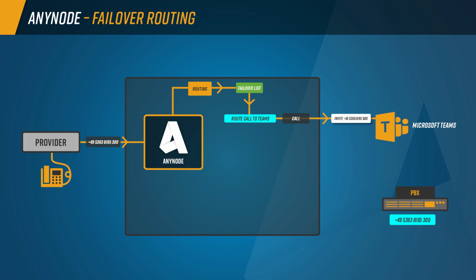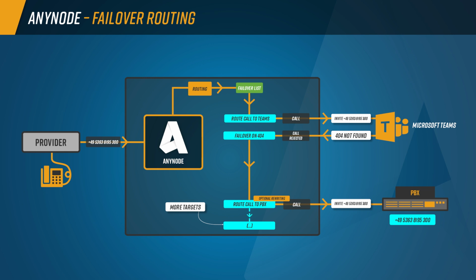In this case, a call is placed to the user with extension 300, who has not yet migrated to Microsoft Teams. The call is rejected by Microsoft Teams, and a 404 not found message is returned to anynode via SIP communication. This status code is configured as a trigger for the failover, and as a result, the call is automatically rerouted to the traditional PBX for the user who hasn't yet migrated to Microsoft Teams. This configuration simplifies maintenance compared to managing directories that contain Teams users.